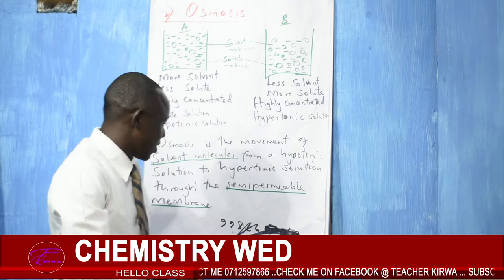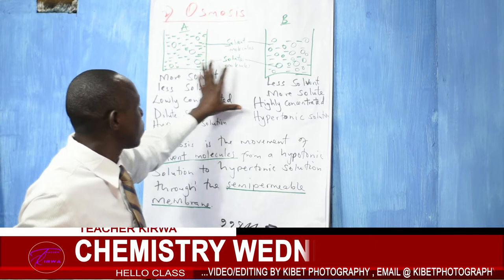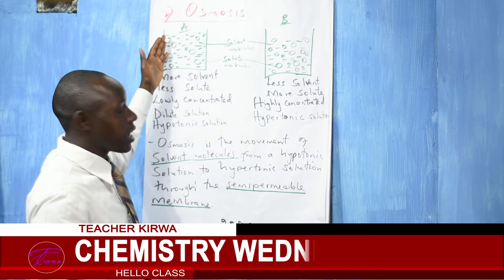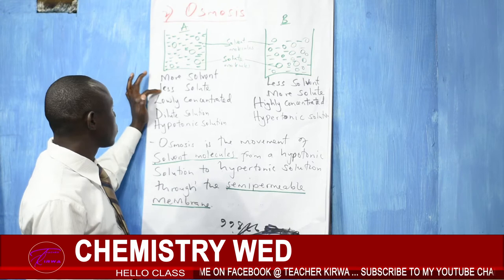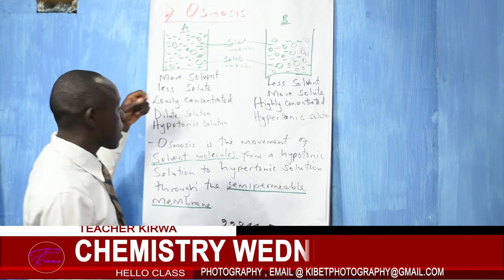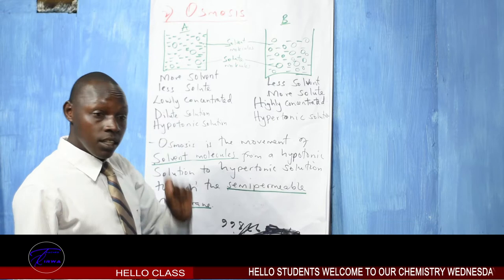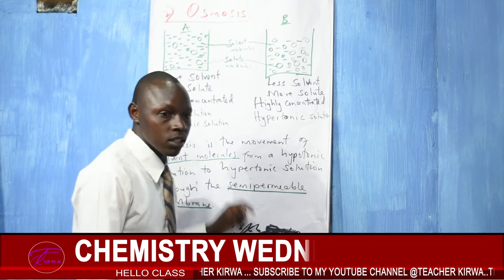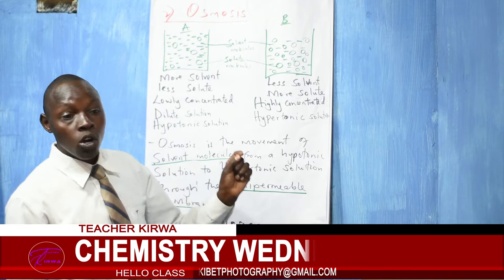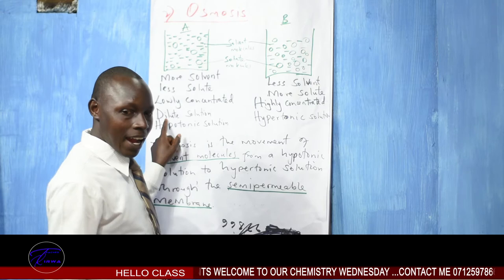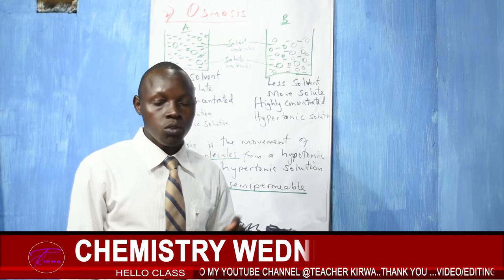All right. So the last time we looked at osmosis, and I used these two diagrams to explain the whole process of osmosis. Now, diagram A, we said A has more solvent molecules, less solute molecules, just as you can see from the diagrams. And we said any substance or any solution that has more solvent molecules and less solute molecules is referred to as a lowly concentrated solution, or you can say it is a dilute solution, or you can also say it is a hypotonic solution. So this is a solution that has less solute molecules.